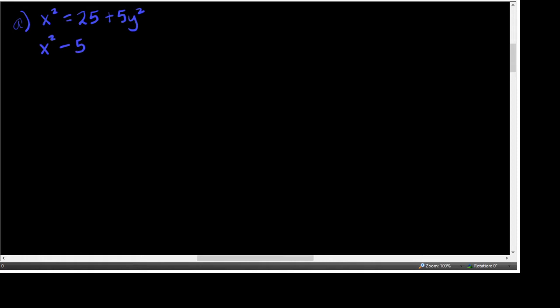We do want all of the squared terms, or all the variables, on the left side of the equation when it's not a parabola. So I'm going to subtract 5y squared from both sides, and then divide both sides by 25. And I can tell that this is a hyperbola now, by the way, because the coefficients of x squared and y squared have opposite signs. All right, so that's a hyperbola.